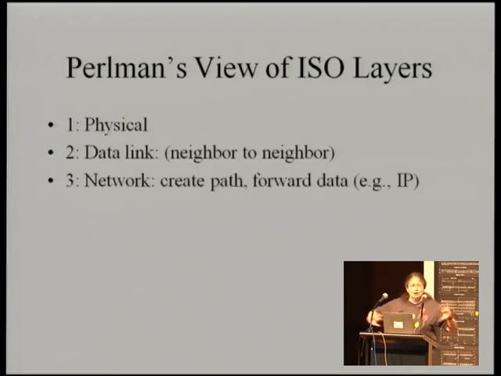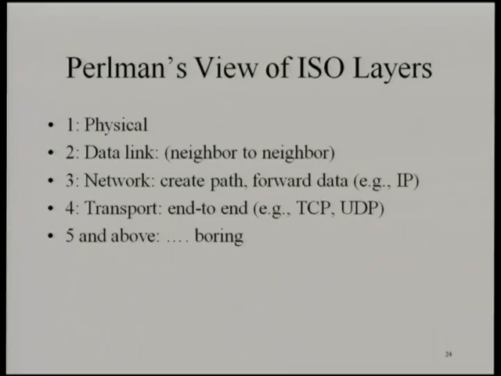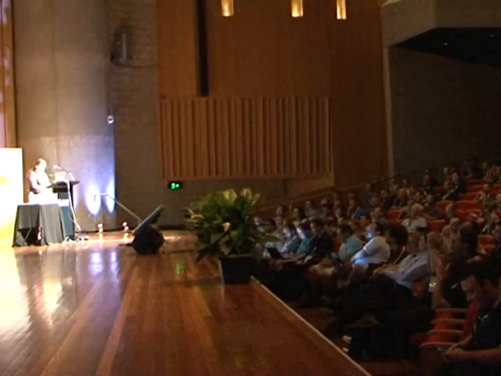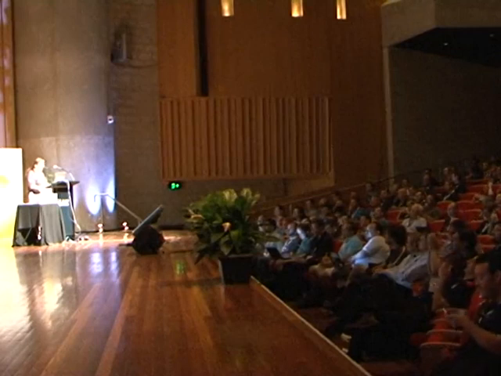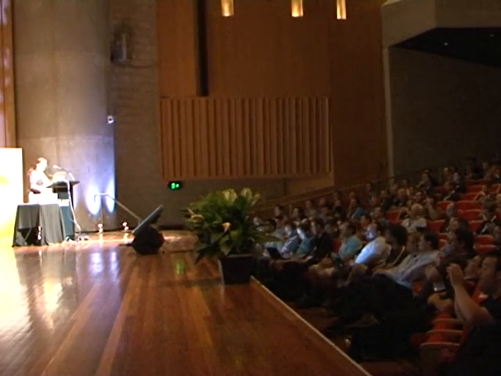Layer 3 is the thing that creates an entire path and forwards the packet. An example of that is IP. Layer 4 is end-to-end stuff like TCP, which might put packets back in order, retransmit things that were lost. And layers 5 and above are boring. So that's why I say it's mine. ISO didn't describe it that way.